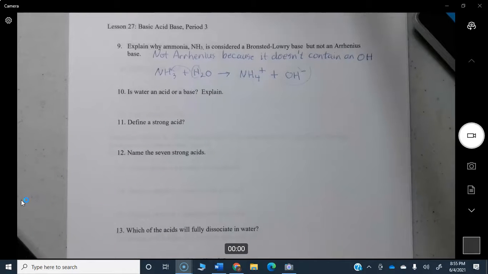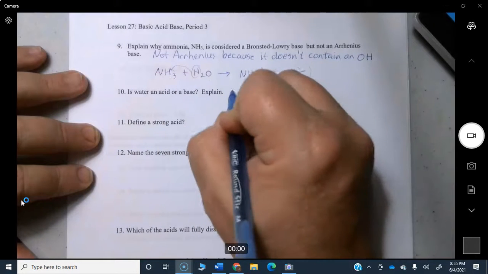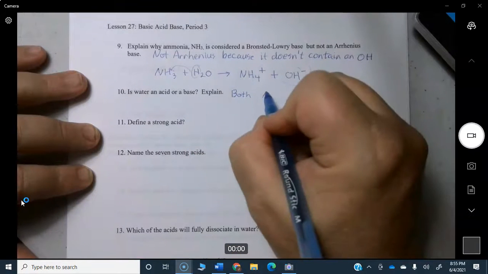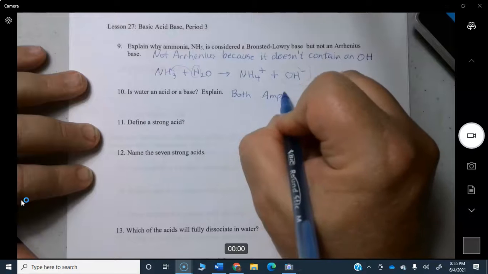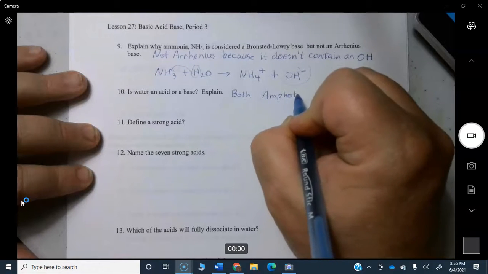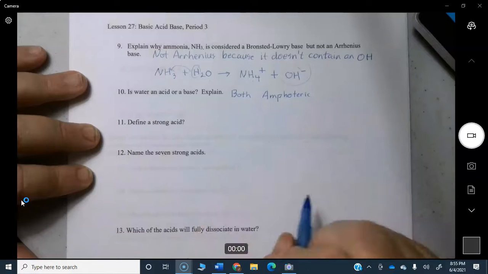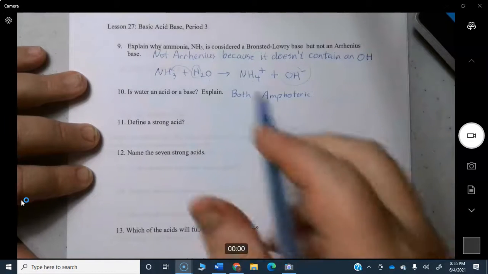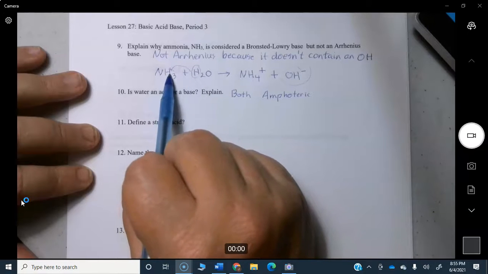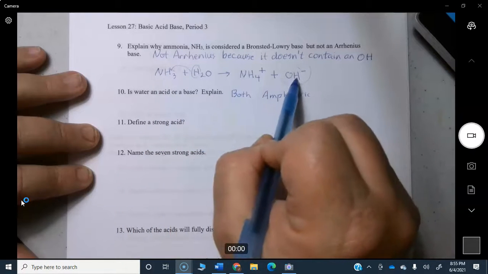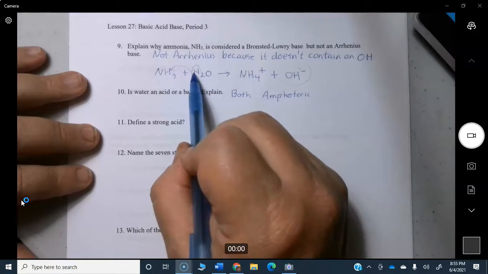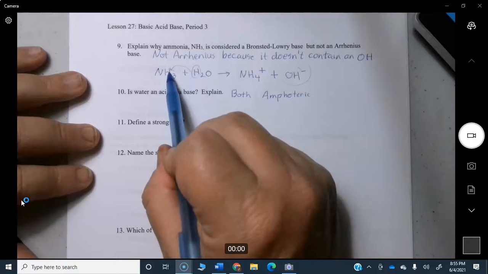Is water an acid or a base? The answer is both. And I'll give you a word that I didn't put in the slides: to be both an acid and a base, which most substances are not, it's called amphoteric. It means it can be both an acid or a base. So again, this is an example of where the water is an acid. It donated a proton to the ammonia and made that ammonium and made that hydroxide. So in this case, the water acted like an acid. It donated a proton over there.